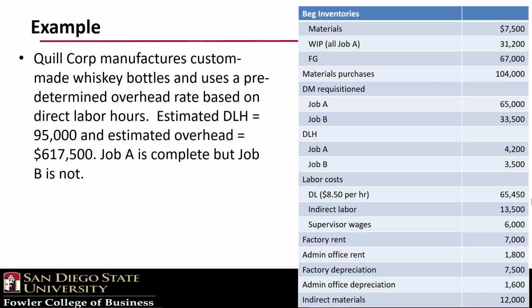All right, so we have Quill Corp. They manufacture custom-made whiskey bottles and use a predetermined overhead rate based on direct labor hours. So they're going to apply overhead using direct labor hours. Estimated direct labor hours are 95,000, and estimated overhead is 617,500. During the month, they finish job A, but they're unable to finish job B.